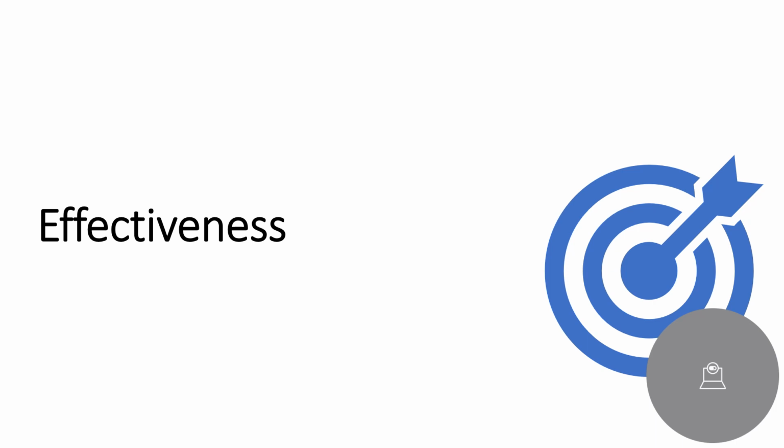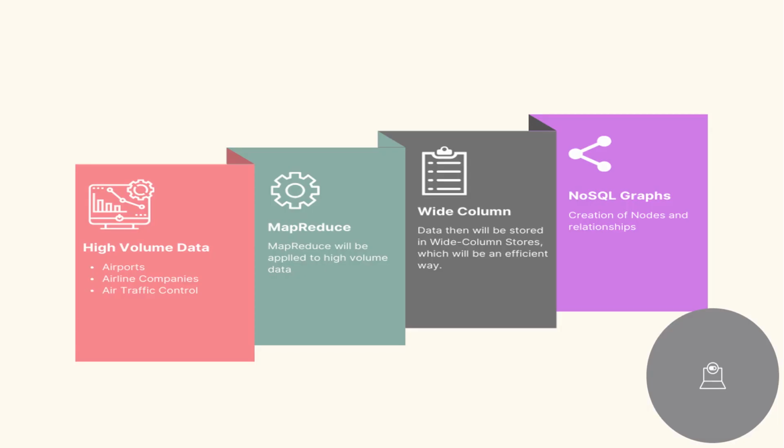Let us now talk about the effectiveness of the proposed solution. How effective is it going to be? Let us first see what the proposed solution looks like. High volume generated data will be passed on and MapReduce will be applied to it, and it will be stored in wide column stores, and then nodes and relationships will be created using NoSQL graphs.